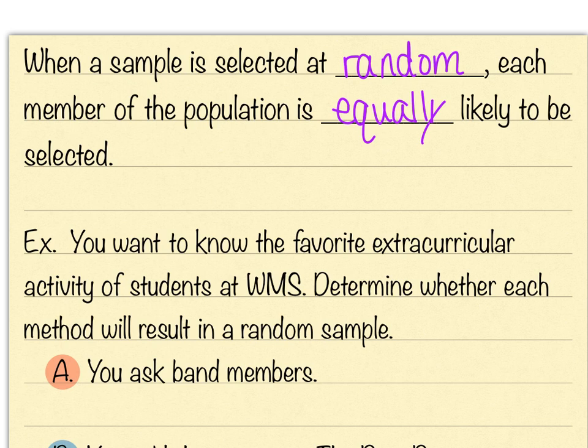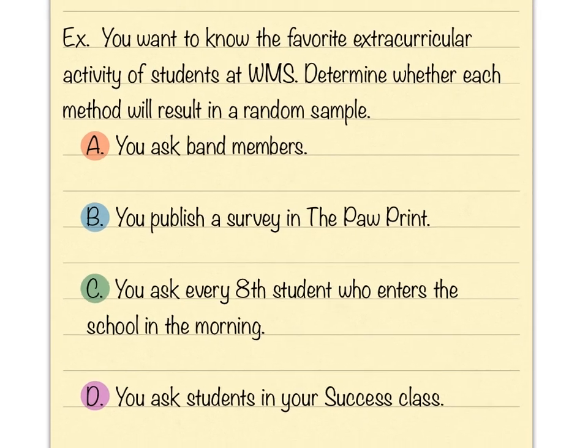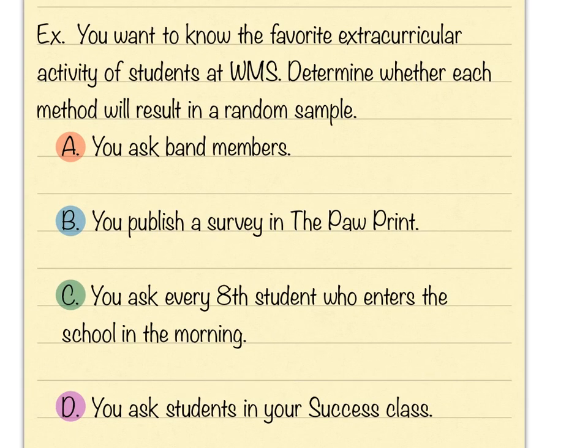So this example says you want to know the favorite extracurricular activity, like sports or clubs, of students at WMS. Determine whether each method will result in a random sample, or if it's not random, of course. So we've got the first one here. It says you ask band members. Again, you want to know what their favorite extracurricular activity is. So you ask the band members.